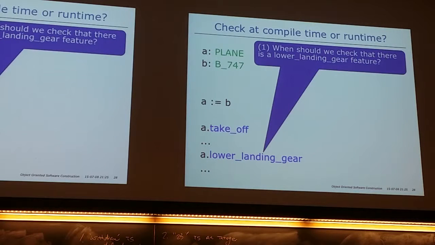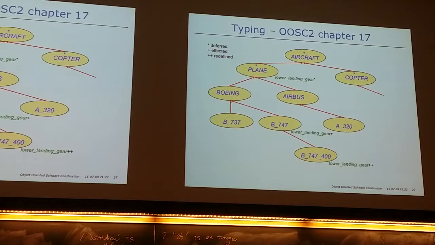Okay, so now the first question to ask is, we don't actually know exactly what the current shape of A is because we do have some sophisticated coding in between. So all we can know is what the base type of A is. The base type of A is simply plane. And do we actually have a lower landing gear for the plane? Yes, we do. It's over here. It's guaranteed to be there and guaranteed to be supported by any of the subclasses.